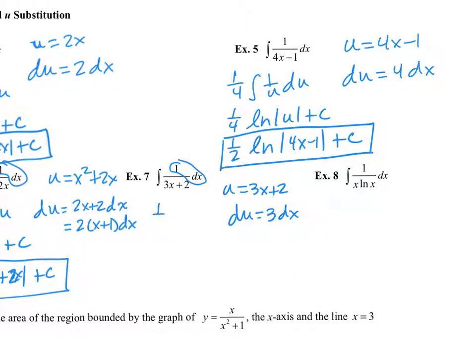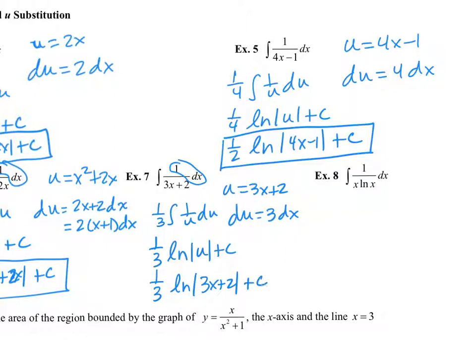So we'll have 1/3 the integral of 1 over u du, which is 1/3 the natural log of the absolute value of u plus c. And then our final answer then would be the natural log of the absolute value of 3x plus 2 and then plus c.